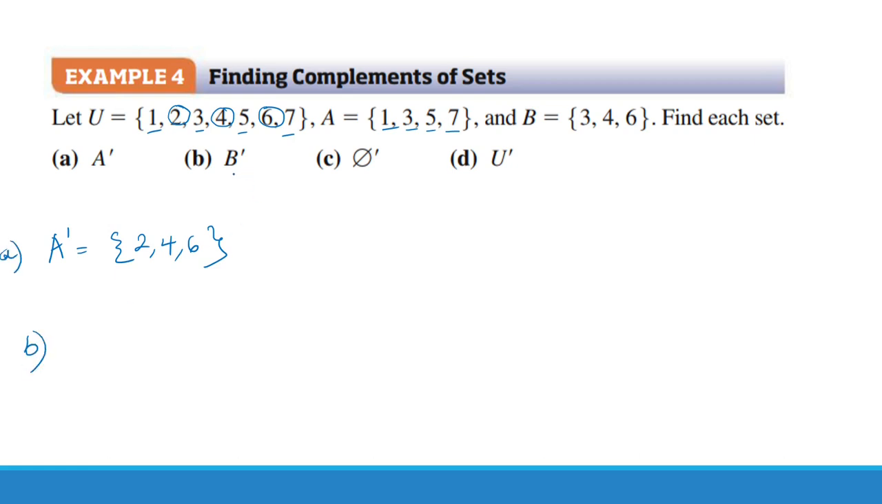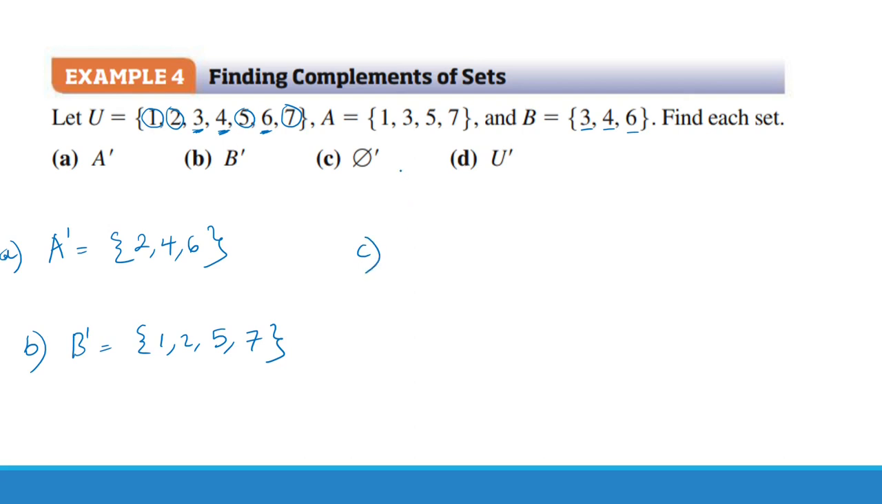Part B, we're looking for B prime. To find B prime, we'll look at the numbers 3, 4, and 6. And B prime, or the complement, is everything besides these numbers. I have 1, 2, 5, and 7. B prime is 1, 2, 5, and 7.